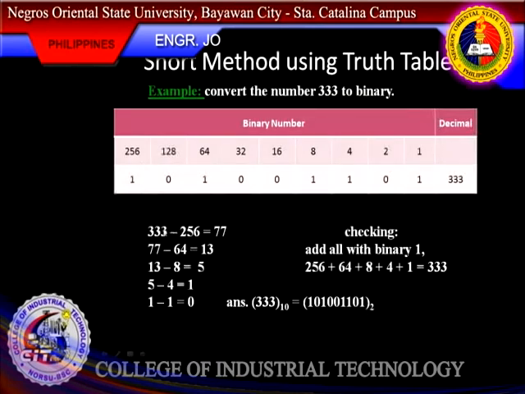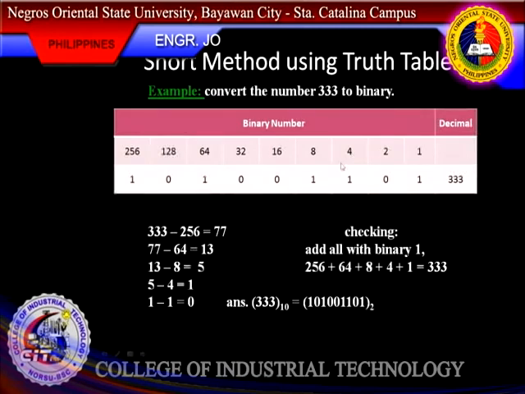So again, to convert 333 from decimal to binary, we put 1 for 256, and 333 minus 256 is equal to 77. For 77, 128 is greater than 77, so we put 0. And 64 is less than 77, so we put 1. Therefore 77 minus 64 is equal to 13. For 13, 32 is greater than 13, so we put 0. And 16 is also greater than 13, so we put 0. And 8 is less than 13, so we put 1. Therefore 13 minus 8 is equal to 5. And 4 is less than 5, so we put 1 for 4.